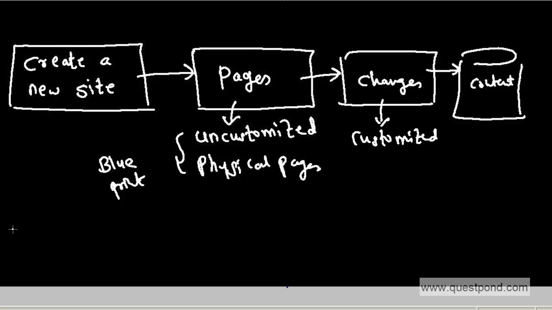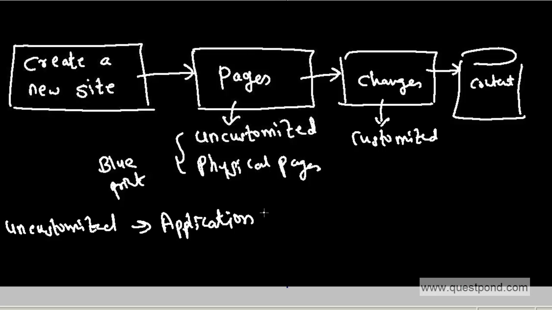So whenever we are discussing SharePoint henceforth, in the remaining videos, these vocabularies we are going to use again and again. Uncustomized pages in the SharePoint world are also called application pages. Okay, so whenever I say that this is an application page, in other words I'm saying that this is a physical page, it's a blueprint, it will never change. Also they call it site definition, while customized pages are called site pages.